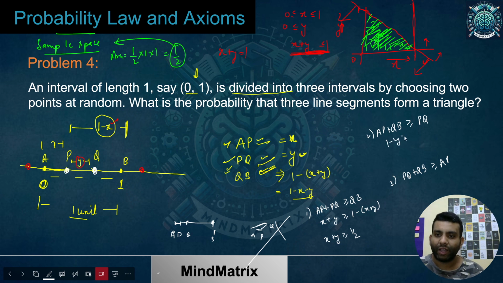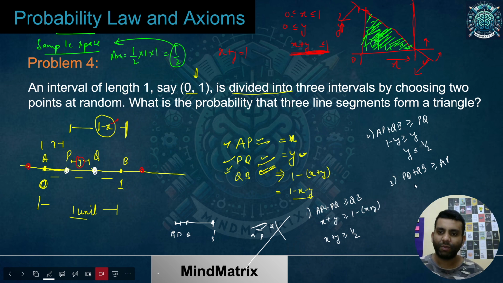1 minus Y must be greater than, what is PQ? PQ is Y. So Y will go there. So 1 is greater than or equal to 2Y. So Y is less than or equal to 1 by 2. I hope this is clear.